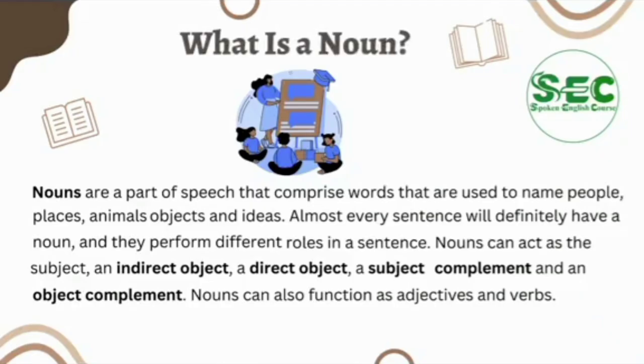Nouns are a part of speech that comprises words used to name people, places, animals, objects and ideas. Almost every sentence will definitely have a noun, and nouns perform different roles in a sentence. Nouns can act as a subject, an indirect object, a direct object, a subject complement, and an object complement.